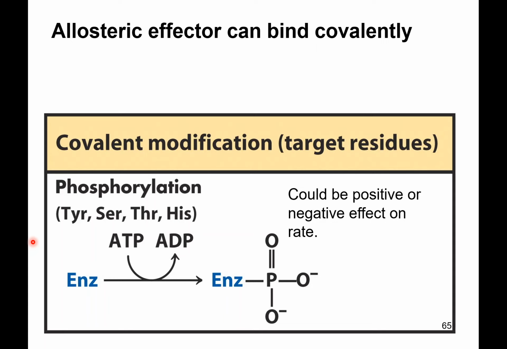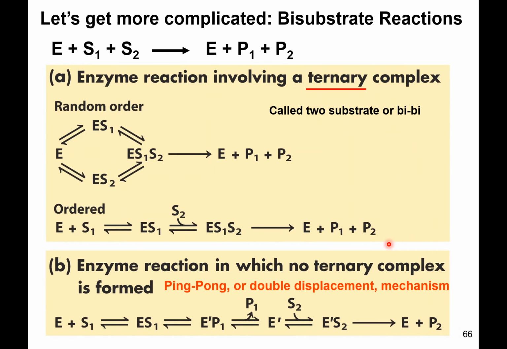Okay, effectors can also combine covalently, and they do this reversibly. The classic example of that is phosphorylation. Okay, phosphate groups combine to amino acids that have OH groups, so tyrosine, serine, threonine, and also sometimes histidines. Okay, they combine and you get a phosphorylated enzyme. These can be positive or negative effectors of the rate.